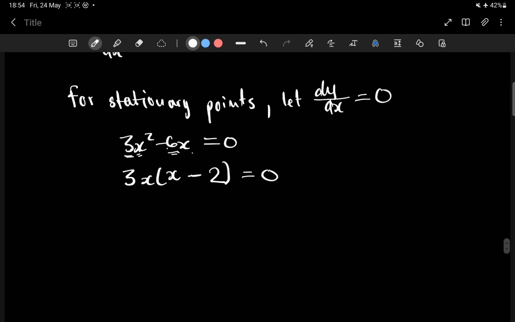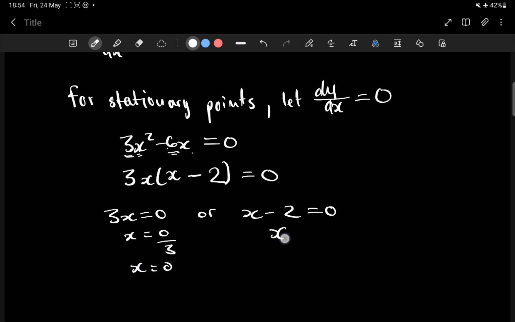Now, when two numbers multiply to give me 0, either one is 0 or both are 0. So I'm going to say 3x is equal to 0 or x minus 2 is equal to 0. So I would have it as 3x giving me 0. x will be equal to 0 over 3 because 3 goes to the other side to divide. x will be equal to 0. Or minus 2 goes to the other side. x will be equal to 2. So I have my 2 points.